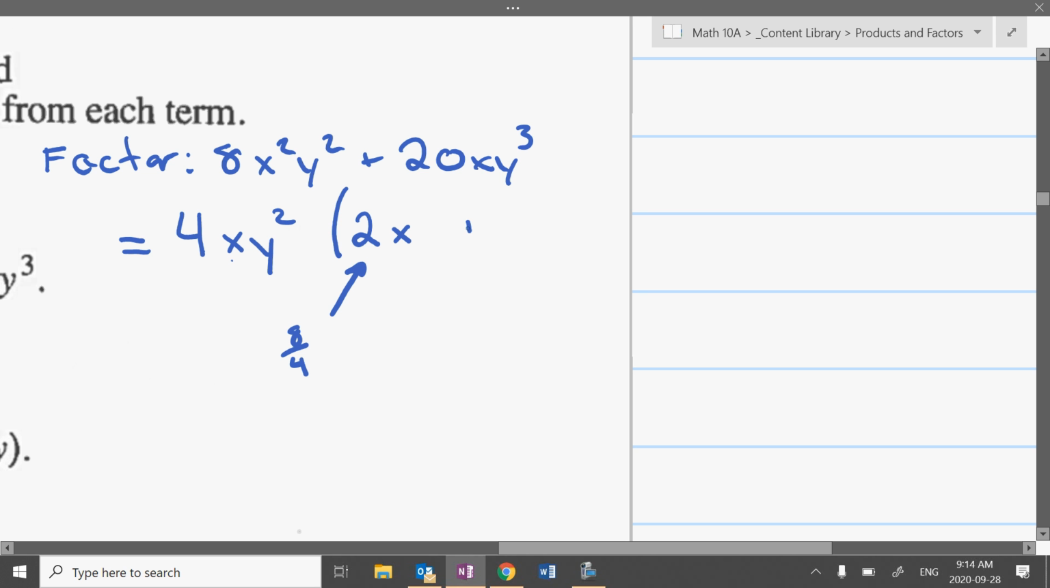My second term, my 20, if I go 20 divided by 4, I'm left with 5. And then my x, I factored out at the beginning, and I'm left with my y. So your check would be to multiply it back in.